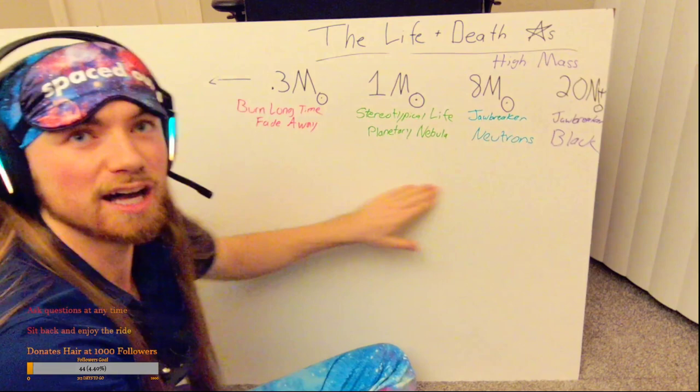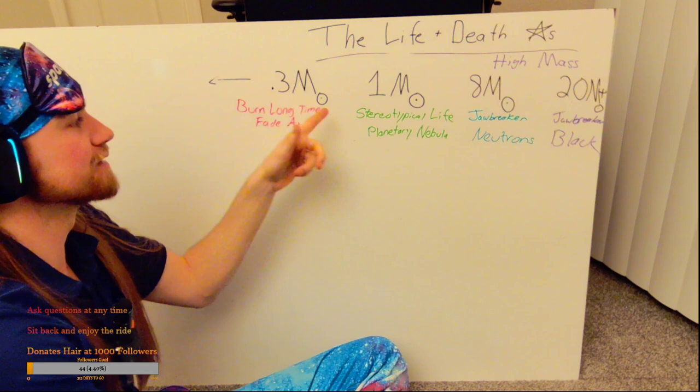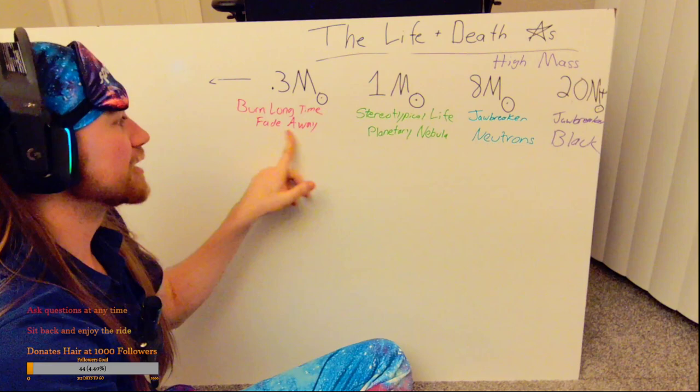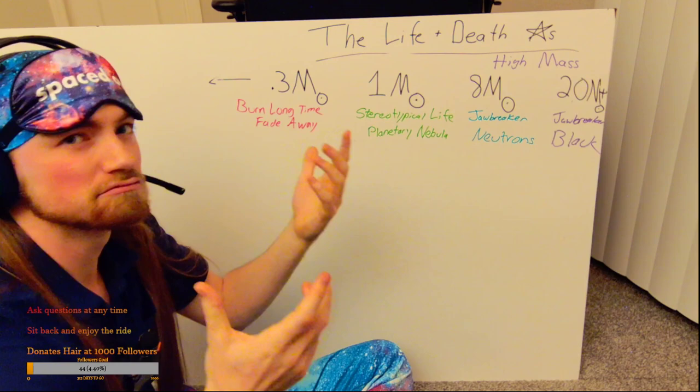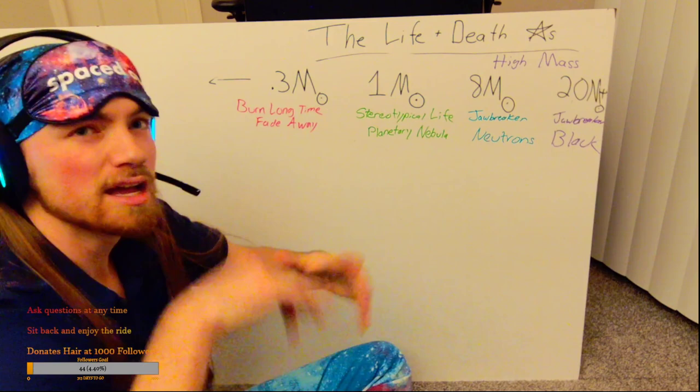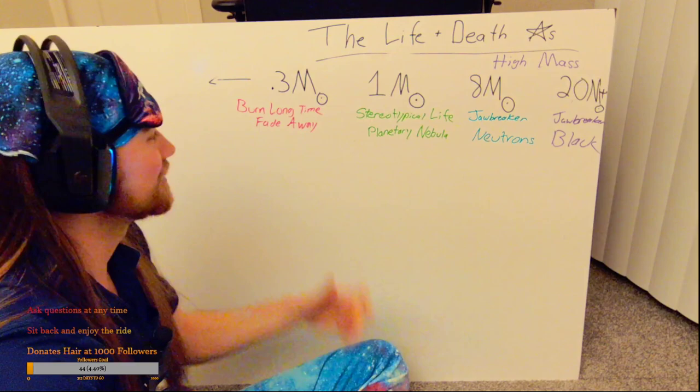Low mass, in the realm of a third of the mass of the sun, will burn for a long, long time, trillions of years, and their death is fairly boring. They just kind of fade away. They just run out of fuel, really. They keep doing the same thing their entire lives, hydrogen and helium, but their fuel is constantly being recycled into itself, so they can keep going for a long time and just fade away.